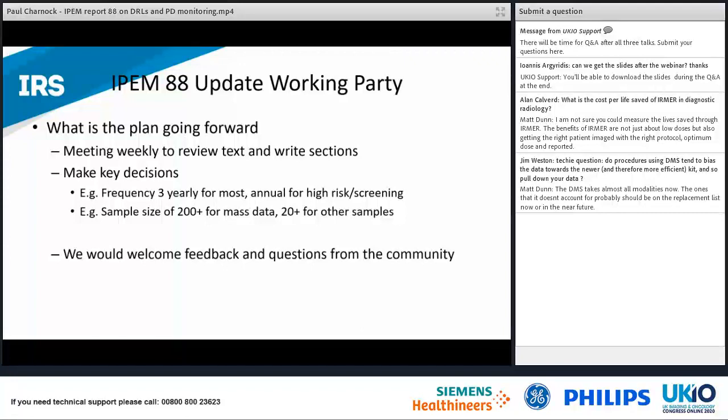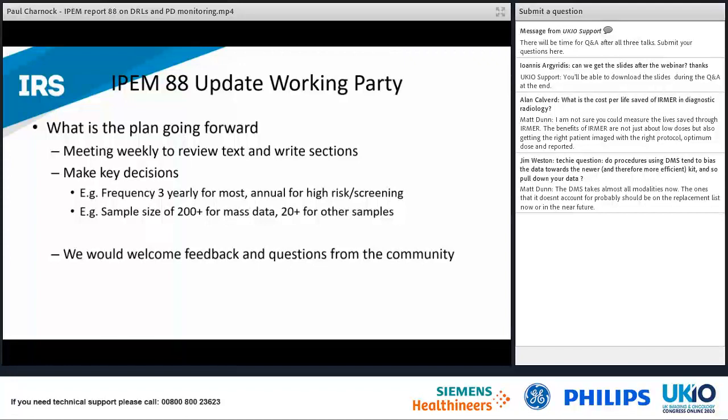Two examples. First one, what's the frequency of dose audits? We're looking initially at 3 yearly for most modalities. However, it could be annual for certain high risk or for screening programs. So for example, CT, perhaps the breast screening program, we would recommend annual audits.